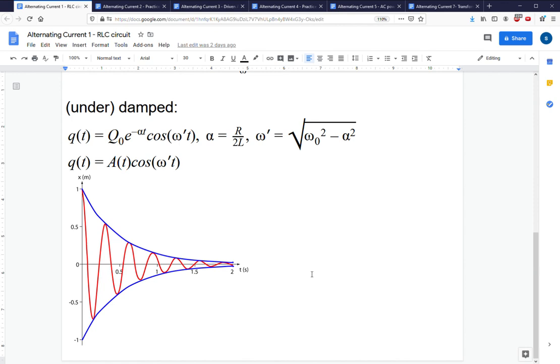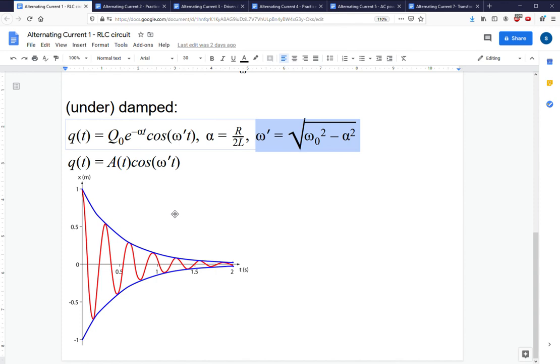Now, why am I calling this an underdamped system? Well, consider the formula for omega. Omega is equal to the square root of omega naught squared minus alpha squared. Now consider the formula for alpha. There's no upper limit on alpha. R can be really, really big. R can be megohms, which means that it's quite possible that alpha is bigger than omega naught. And if that's the case, this equation doesn't work.